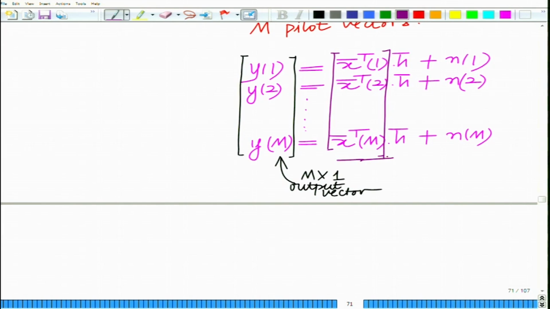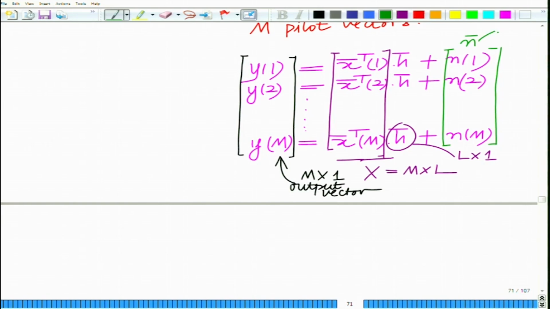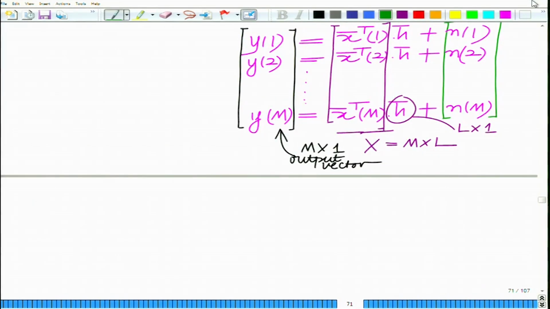You can call this your pilot matrix. In fact, this has m rows each of size L. So, this pilot matrix X will be of size m cross L, h bar is a channel vector which is of size L cross 1, and once you concatenate these noise elements, this will be n bar, of size also m cross 1. So, net what you have is your model for channel estimation.